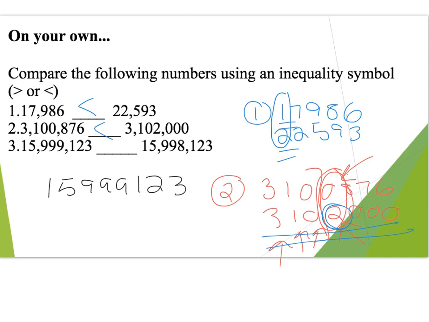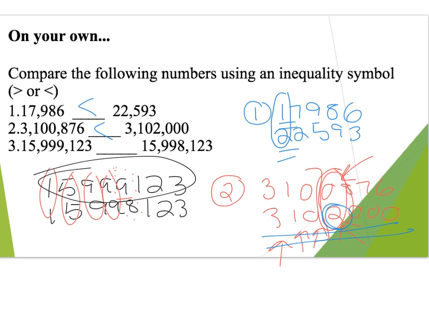And on to the final problem, we have 15,999,123 compared to 15,998,123. These numbers look almost identical, but when we look at the place values one at a time, same, same, same, same, we find that there is a difference right here with the 9 and the 8. The 9 is a little bit bigger, so that means that this top number is going to be larger, and the top number is reflected right here.